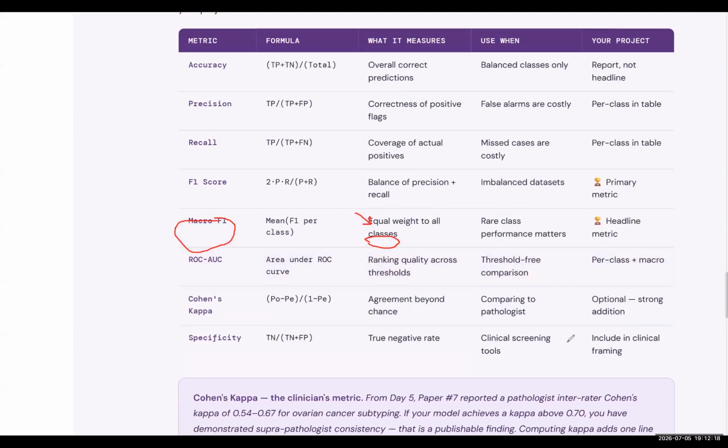So when you want to, suppose you want to show your project to a pathologist, and you have this metric and it is giving you a better score, I mean, the score is between 0 to 1. So the higher the score, the better your model. So if Cohen's kappa is better, you're comparing it to a pathologist.